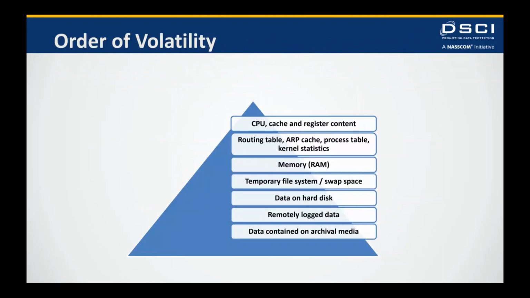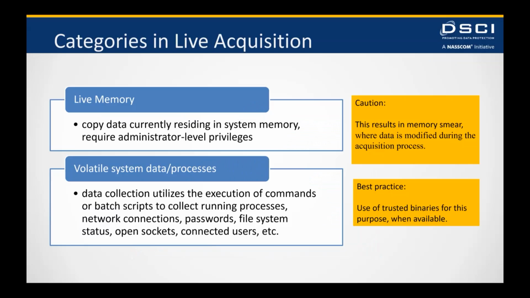So factors to consider: one is what to seize first. One is the order of volatility, which says how rapidly the data will disappear. CPU, cache and register content, routing table, ARP cache, process table, kernel statistics. Then coming to RAM, then temporary files, swap space, page file, those things, data on hard disk, remotely logged data, archival data.